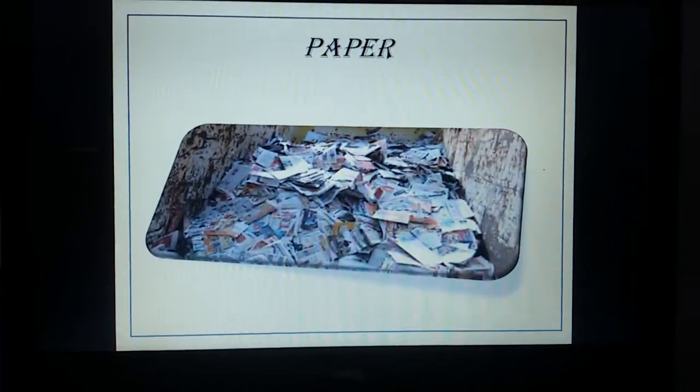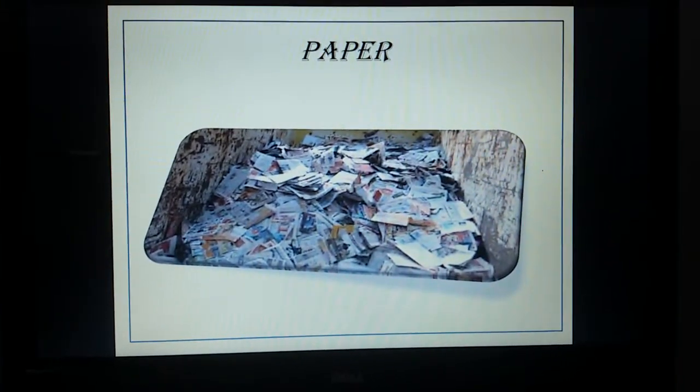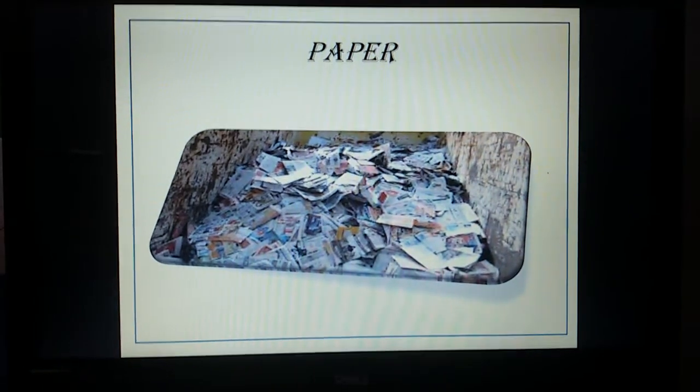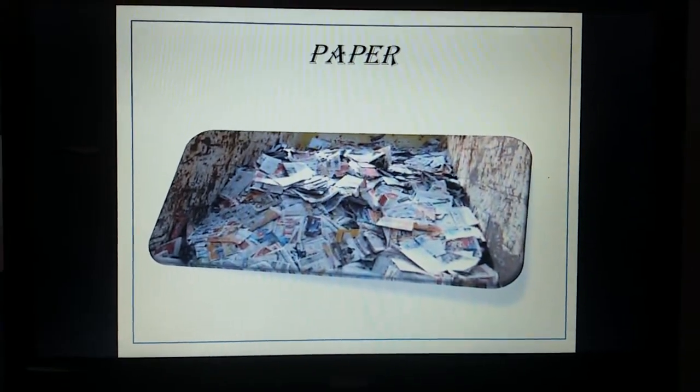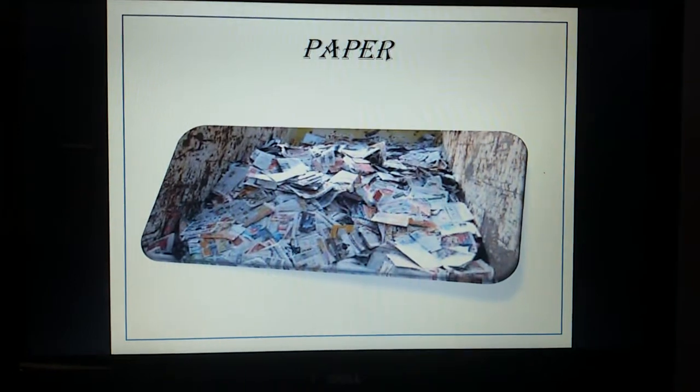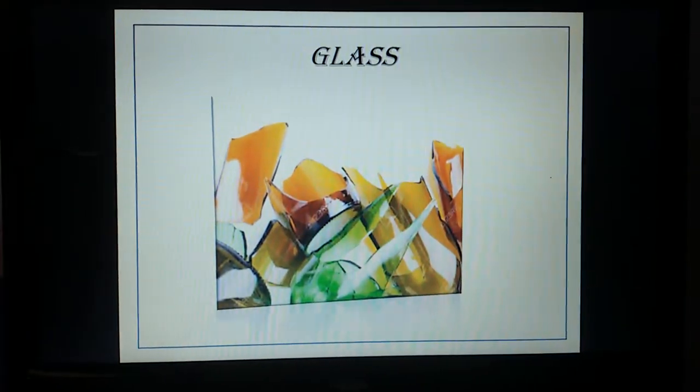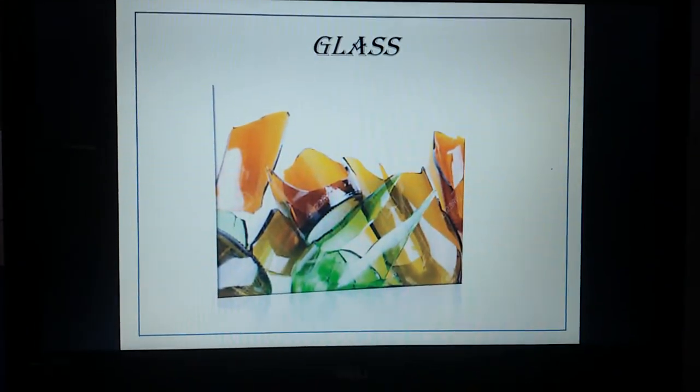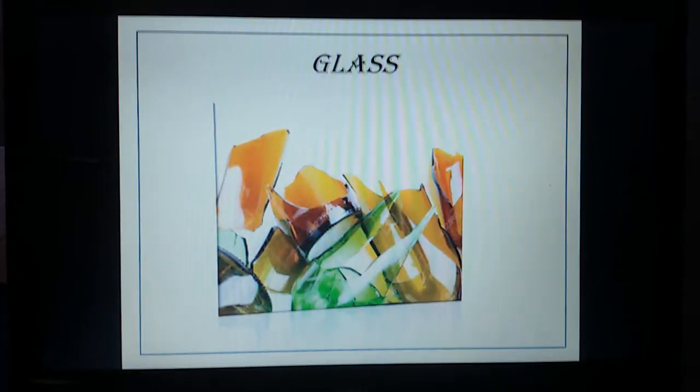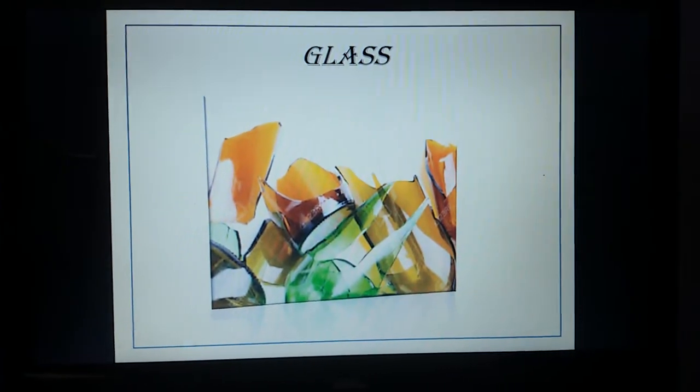Paper. It is one of the major recycled materials compared to the others. 60 to 70% of paper has been recycled throughout the world. Glass. By separating the glass, it can be crushed and remolded, and it can also be used for craft works also.